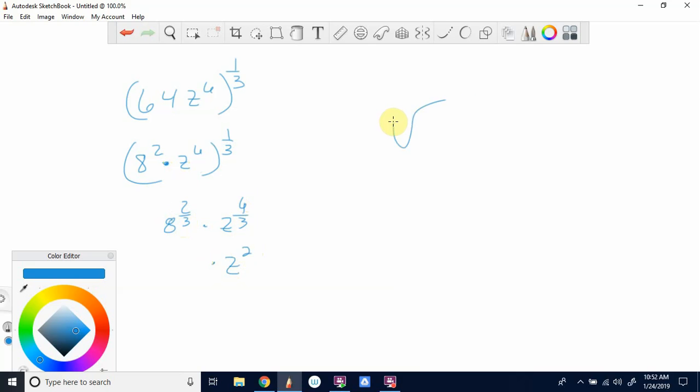Now this tells me I'm going to take the 3rd root of 8 squared, which is 8 times 8, and you should know that the 3rd root of 8 is 2, and you have another 2, nothing left. 2 times 2 is 4, so you get 4z squared, which is what we got earlier. All right. Let's look at C.